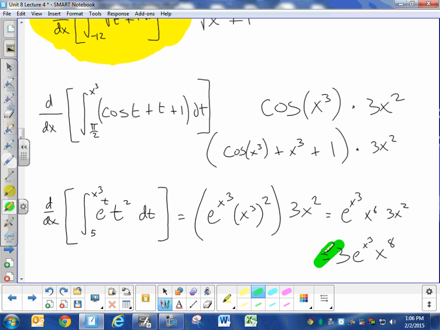If you want to simplify a little bit, you can. 3e to the x cubed times x to the 8th after some simplification. Okay, cool.